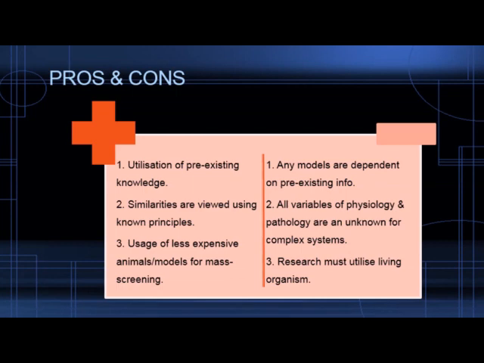The pros are utilizing pre-existing knowledge, similarities are observed using known principles, and the usage of less expensive animals or models for mass screening, whereas the cons are that any models are dependent on pre-existing information. All variables of physiology and pathology are unknown for complex organisms, and the research must utilize living organisms.